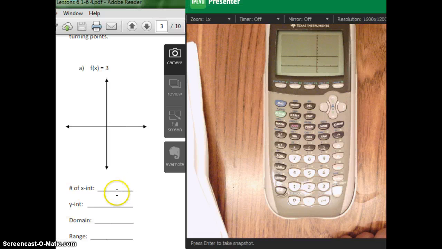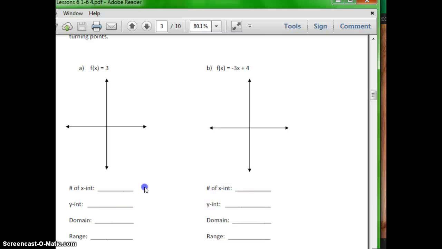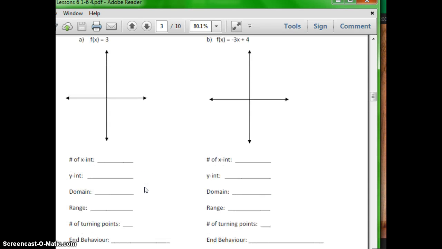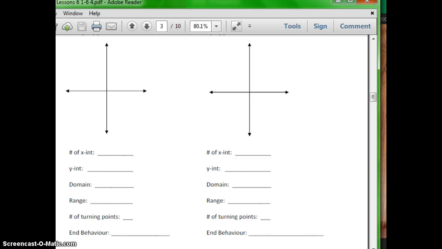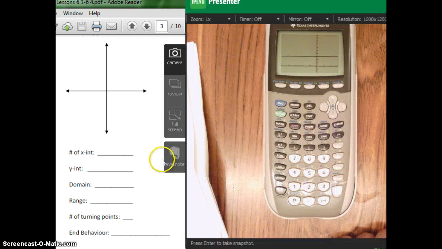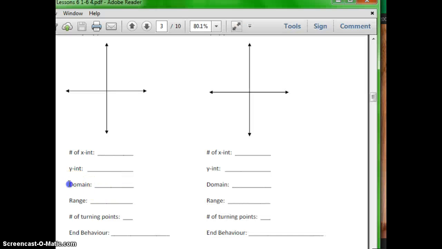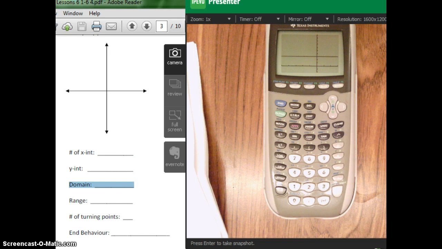So what do we know about its characteristics? Number of x-intercepts: 0. The y-intercept is at 3. Hey, 3 is the constant term, and 3 is the y-intercept. The domain is all real numbers. You have a few ways of writing that.